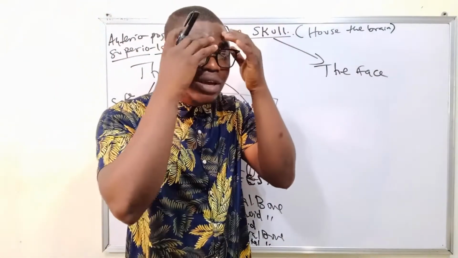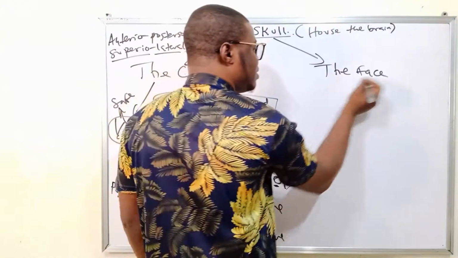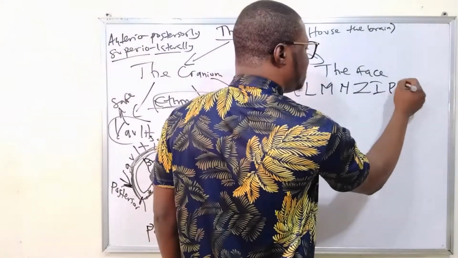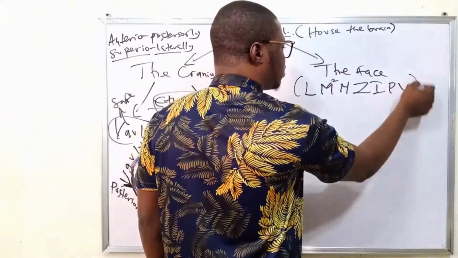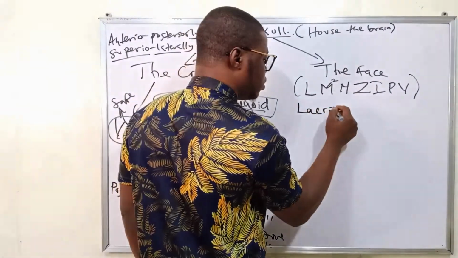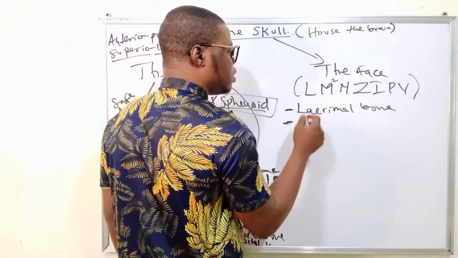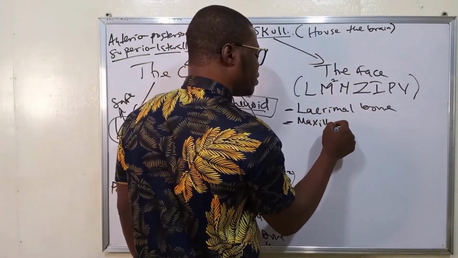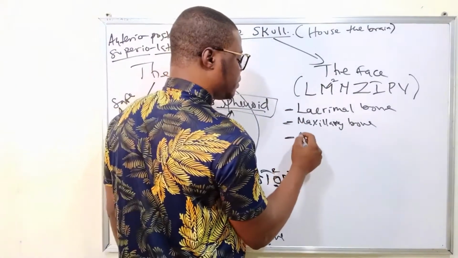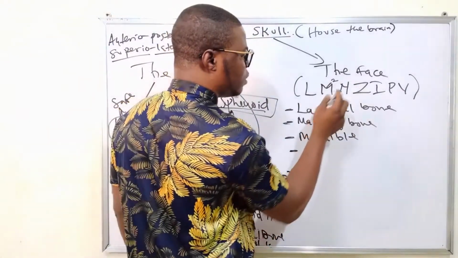The face is just everything from here to this chin. Now, the acronym for the bones here is L, M, N, Z, I, P, V. So the L is the lacrimal bone. That's just the way to remember it easily. The M is the maxillary bone, which you can also call the maxilla. The next one is the mandible.